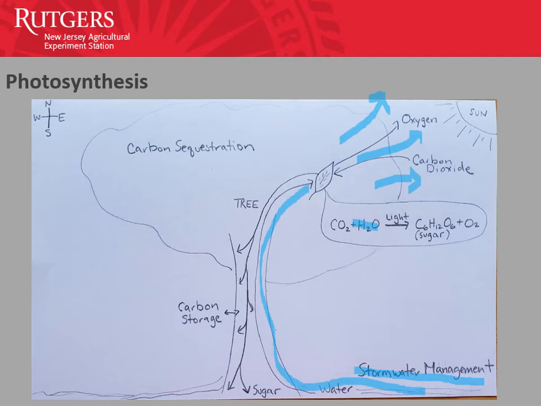Another way that trees help with stormwater management is by simply intercepting the raindrops as they fall. We're experiencing more frequent and more severe storms, and trees, by simply intercepting the rain and slowing it down, can allow for more time for the water to infiltrate into the soil, but will also help to lessen the impact of those raindrops, which will in turn reduce soil erosion.